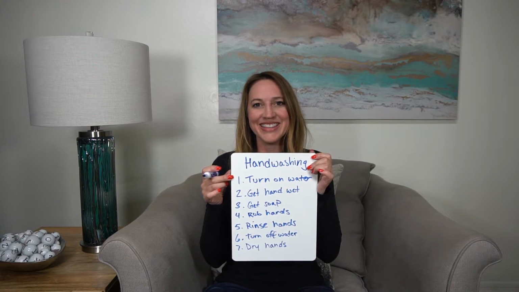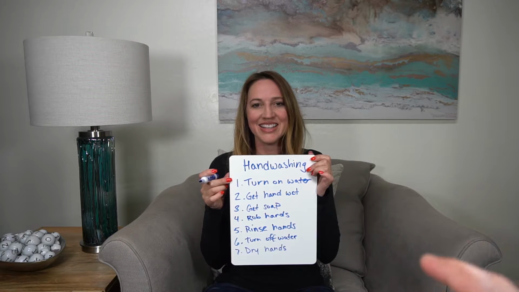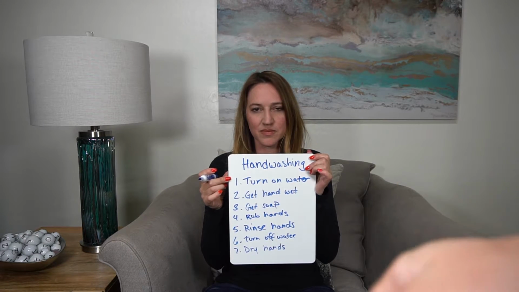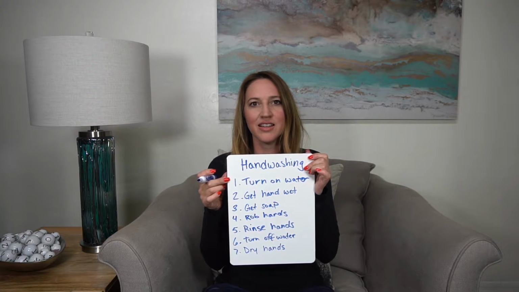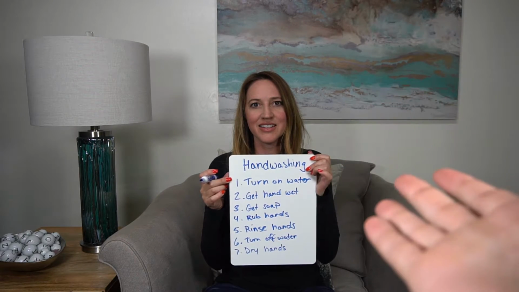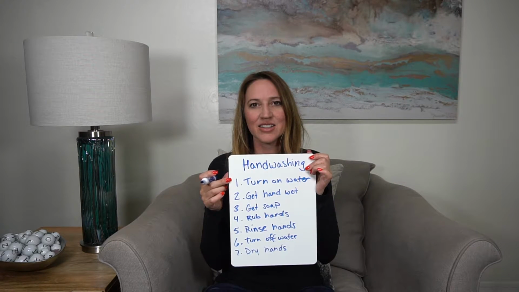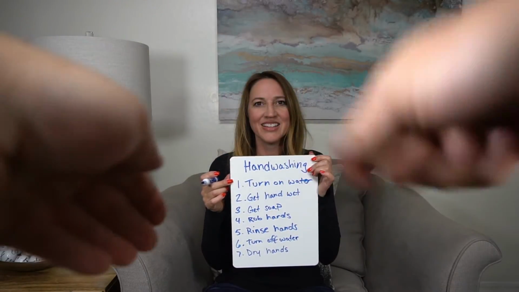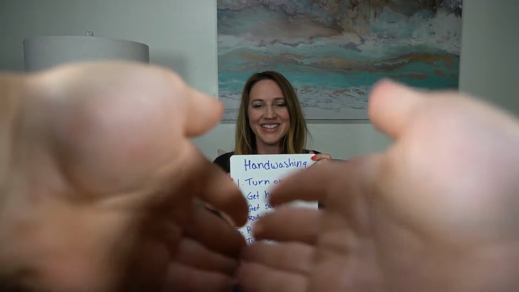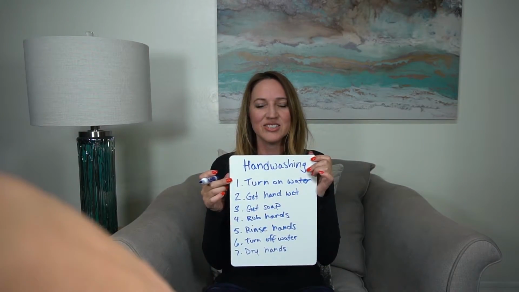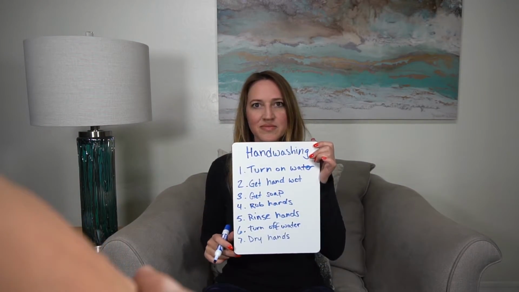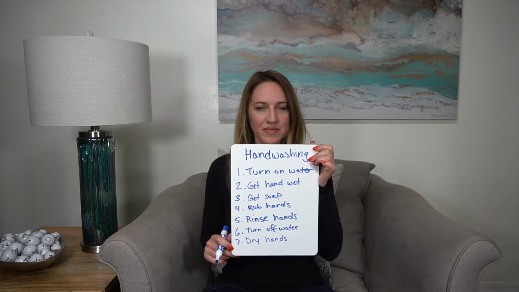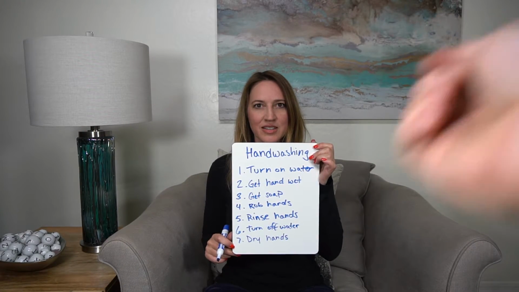All right, here we go. Number 1 is turn on the water, cold water. And number 2, get your hands wet. Number 3, get soap, grab the soap. Number 4, rub it on your hands. Number 5, rinse them hands. Oops, water's already on. And then number 6, turn off the water. And then dry your hands.